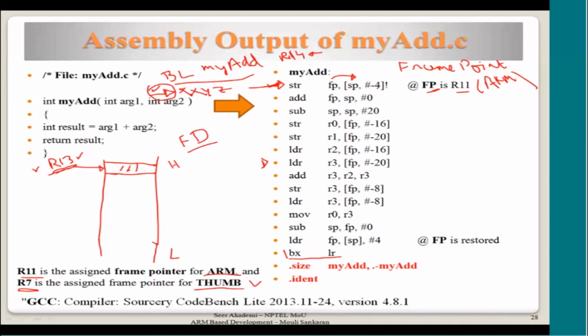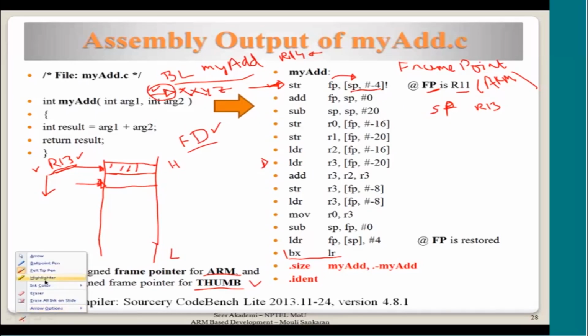This is the pre-index, because it is subtracting 4 before indexing into this. That means SP is the stack pointer, which is always R13, and R13 is pointing at some address. It first decrements by 4. That means it is pointing at the next empty location. So the stack is always going downwards, full descending. It is full, so it decrements; anything to be pushed has to be decremented first.